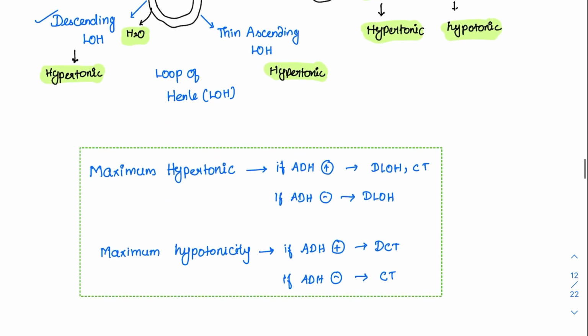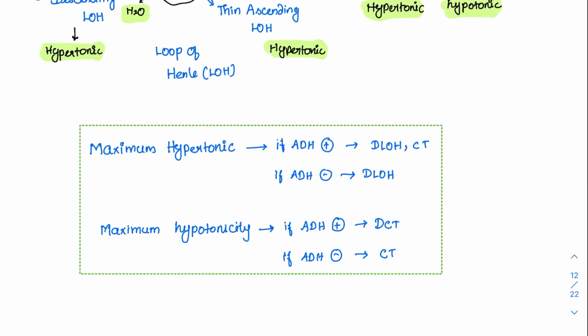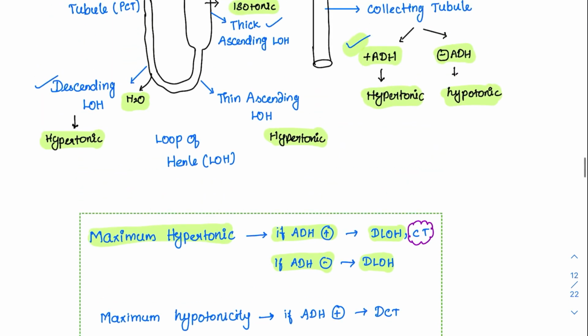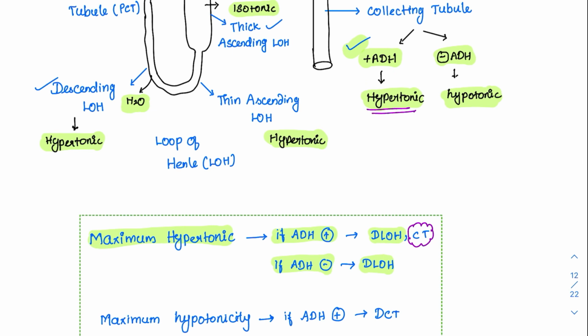Now to summarize it, where is the maximum hypertonicity? Obviously the maximum hypertonicity will be in the loop of Henle in the descending part because it is taking up only water. So in the presence of ADH or in the absence of ADH, both, descending loop of Henle will be hypertonic. But in the presence of ADH, even the collecting tubule will have severe hypertonicity. As you can see here, hypertonic and hypertonic written in these two places.